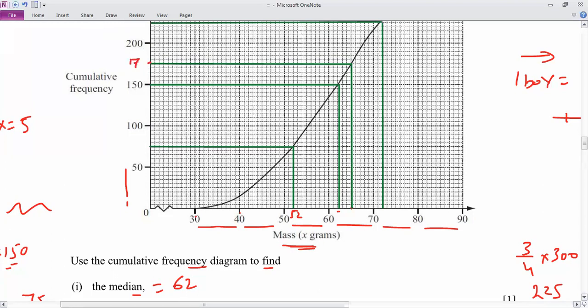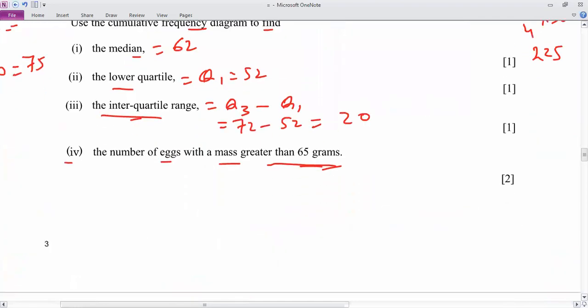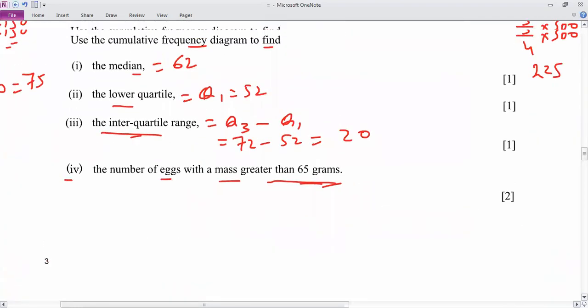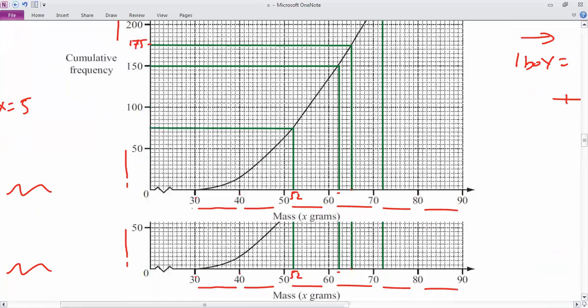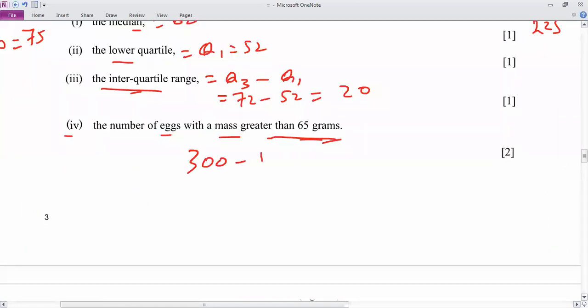So this is 175. So the question is greater than. It means you have to count the remaining numbers, these ones, more than. If it were less than, it would be these. So 300 minus 175 will give you 125. So 125 eggs will have a mass greater than 65 grams. Okay.